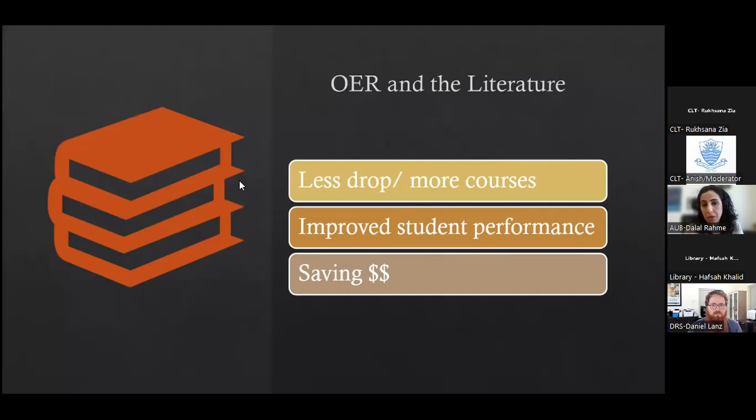So in the literature, we have evidence that open educational resources are beneficial, and whenever faculties and colleges are using them, they have witnessed fewer course drops and registration for more courses. There's also evidence that they improved student performance. Students have done the same or sometimes better when instructors have been using open educational resources. And of course, in terms of savings, whenever they're fully adopted in a course, they save a lot of money for students.